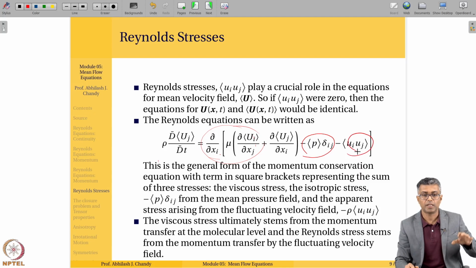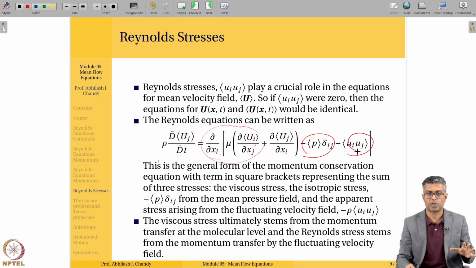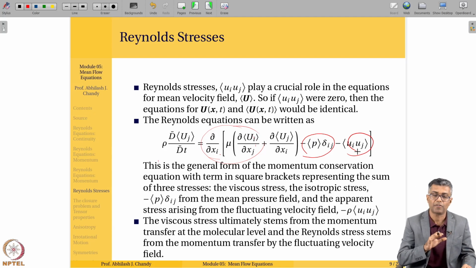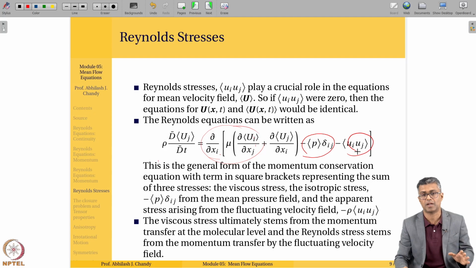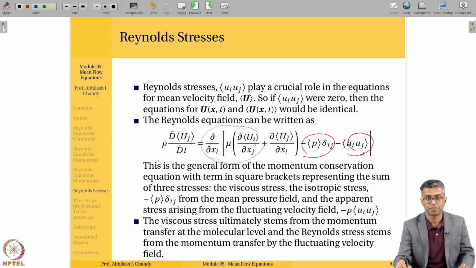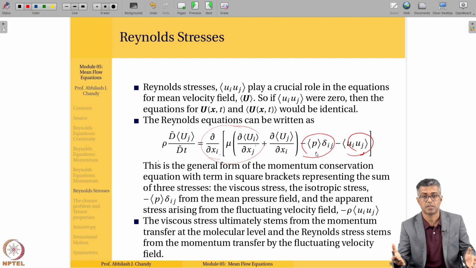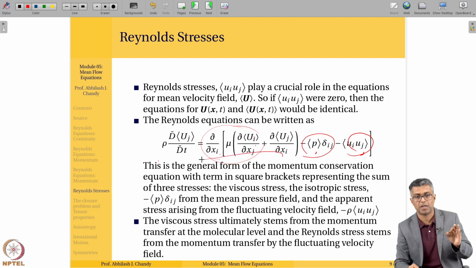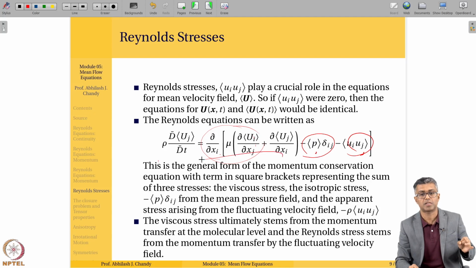So now the left hand side is sort of like an acceleration, right? d dt, it's the mean substantial derivative of the velocity. It's a derivative of velocity, which means it is like an acceleration. That is equal to the three stresses that are making up the right side: the isotropic pressure stress, the viscous stress, and the apparent stress coming from the fluctuating velocity field, which is the Reynolds stress.